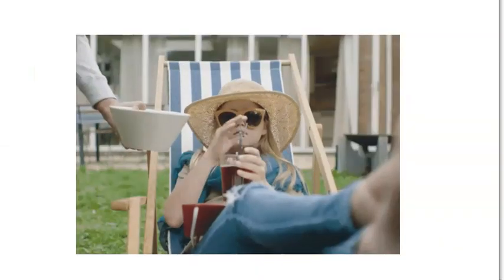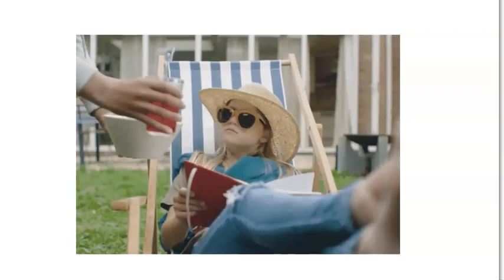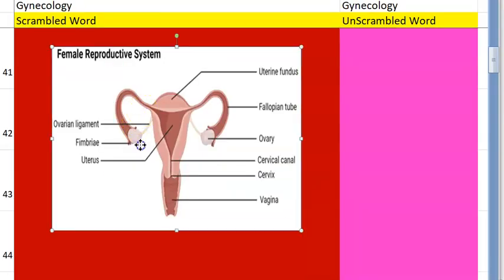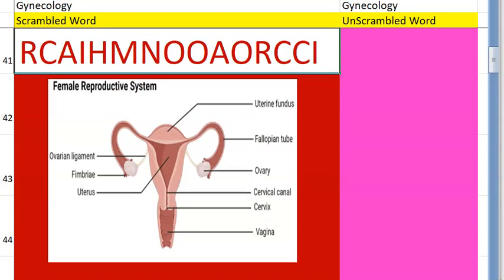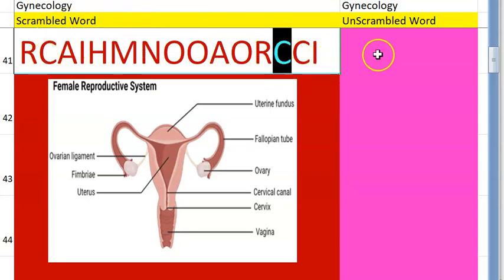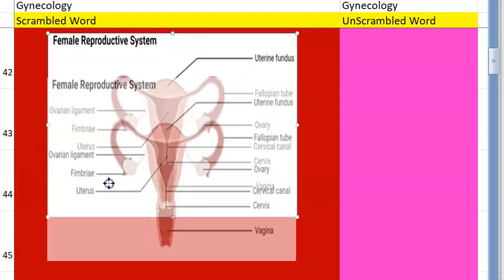20 more to go, guys. Our target is 60, isn't it? Around 60. So let's look at the 41st one here. Ready? What is this? A long name. I feel like it starts with a C and looks like a carcinoma to me, related to the placenta. Choriocarcinoma. Very good.